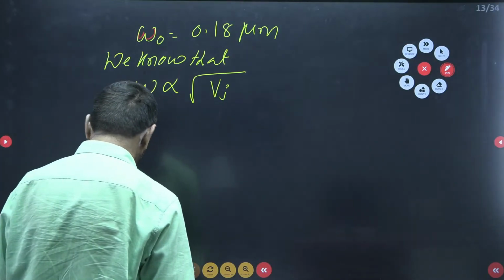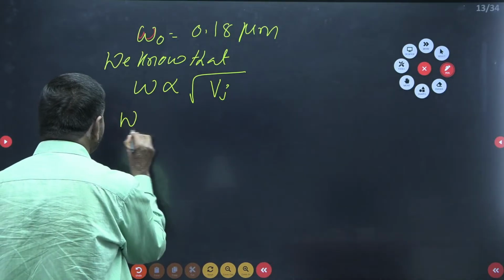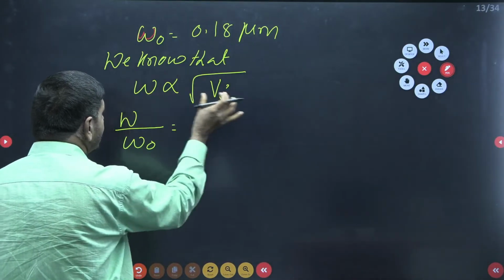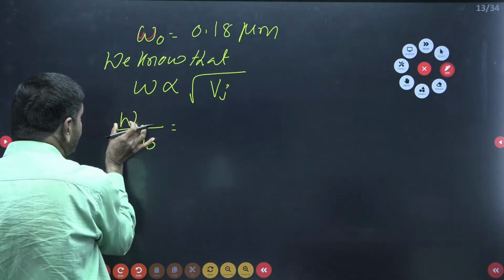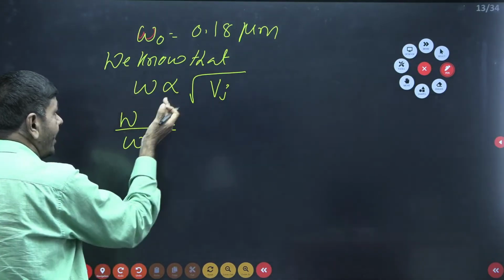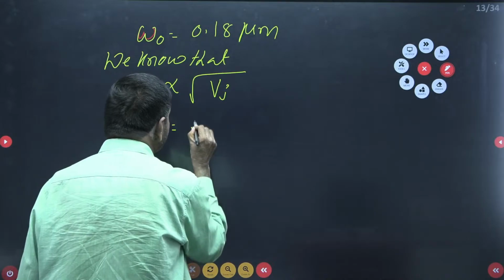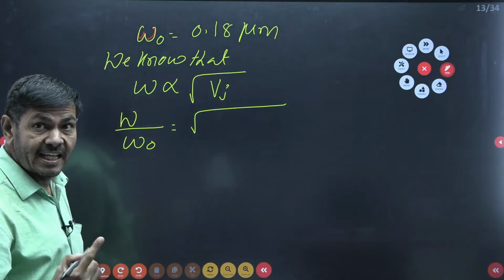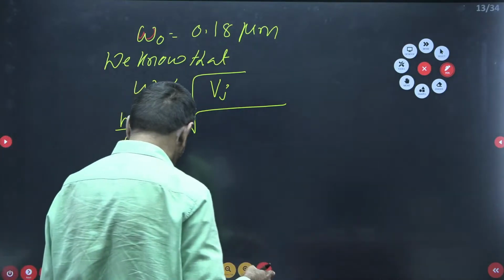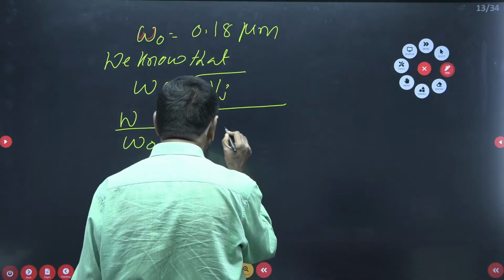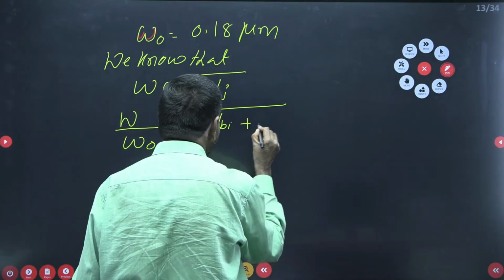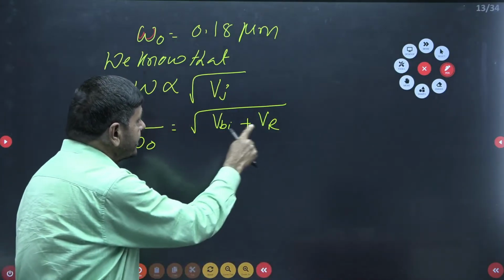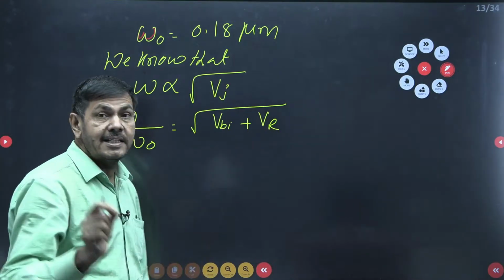Here the ratio I want to use is W by W naught. W equals W naught, I want to divide. How can we get the junction voltage? In electronic devices, you know the formula. Junction voltage is calculated by what formula? For bias, they will apply VBI plus reverse bias voltage, VR value. VBI plus VR is the junction voltage when it is biased.